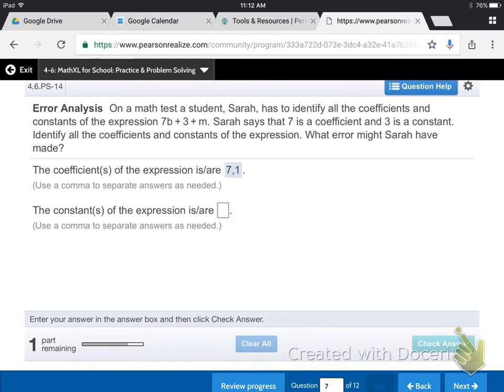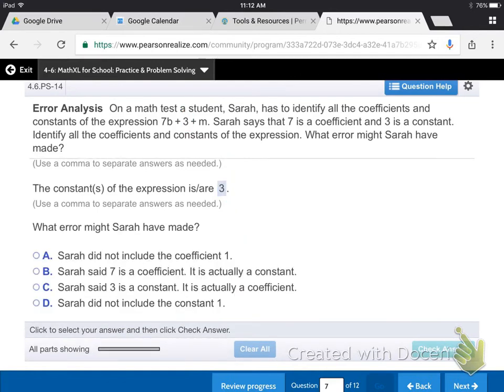And the constants of the expression are what? We already identified the constants. It's 3. So 3 is the answer that goes right there. Now, what error might Sarah have made? Well, we know that she got everything that she said right, it's just that she didn't say everything. And so when we read through the answers, take a minute to do that. We know that Sarah did not include the coefficient 1. She forgot about that one.